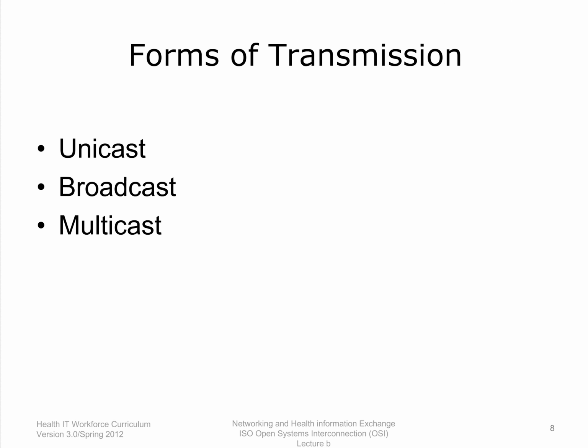Multicast transmission is when one sender sends out a message to a group of devices, and that group is identified by a Class D address. For example, if an announcement was made at your college that was addressed to all students in the Networking and Health Information Exchange class, you would pay attention because you are part of the group. Devices are programmed to know what multicast addresses they should respond to.